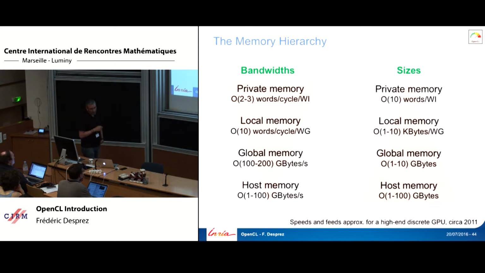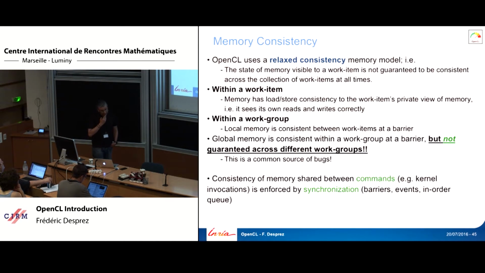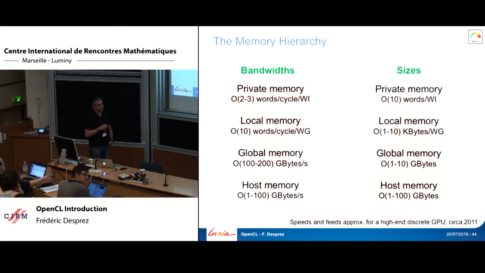If we take a look at the bandwidth and the sizes, the bandwidth is decreasing as you are going to the host, of course, as usual. Registers are faster than global memory on the main platform. And the sizes are also growing when you are going down to the host. About memory consistency, sorry? The underlying model is clearly the GPU. Yeah, sure, exactly. It was made first for the GPU, of course.